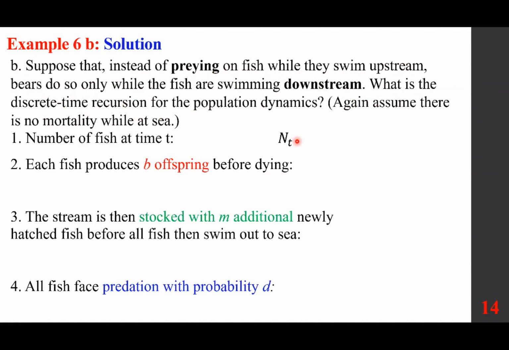Again, we have a certain amount n sub t, or x or y or z, any variable of your choice. Each fish produces B offspring before dying. So there is no preying yet. First they go upstream and they give us B offspring. So simply put, B times that. Or you can say n sub t plus B times that minus n sub t, because the original size that we have, which is n sub t, will die. So simply put, B times n sub t.